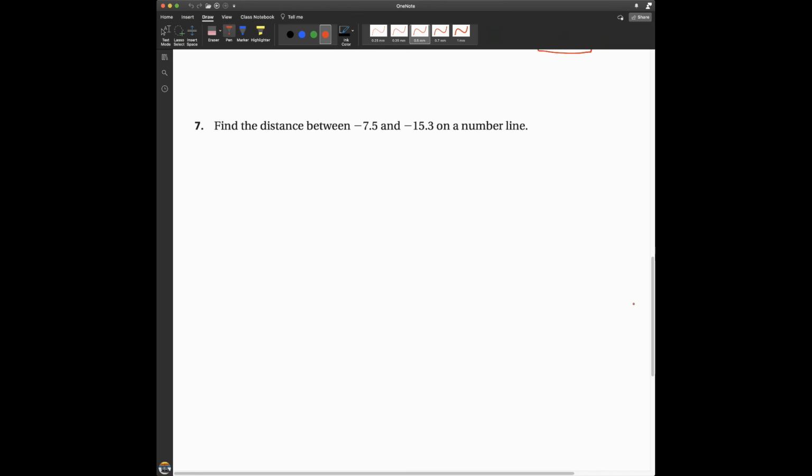Find the distance between negative 7.5 and negative 15.3 on the number line. So I'm going to put negative 15.3 right there on my number line, and negative 7.5 right here. And let's say 0 is somewhere over here. We know these two numbers are negative, and when I go this direction, numbers get smaller. So how do I solve that problem?